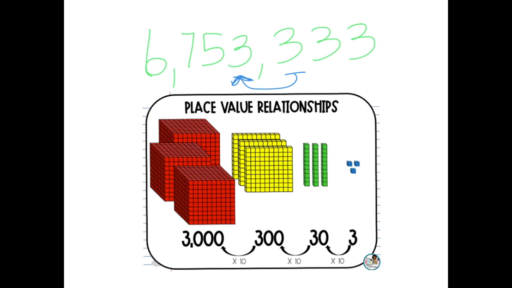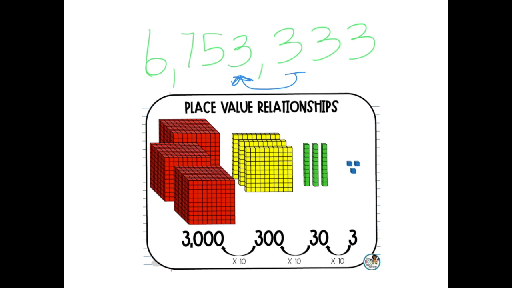This tells me that anytime I have the same two numbers next to each other, the larger one is 10 times larger. For a bonus, you can think about how many times larger it would be if I was comparing the 3 to the 3,000. I've moved over, it's not 10 times larger, it's not 100 times larger, it would be 1,000 times larger. And I can use the place value chart and these blocks to help me figure that out.